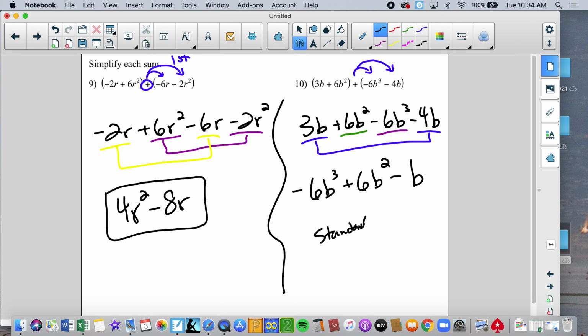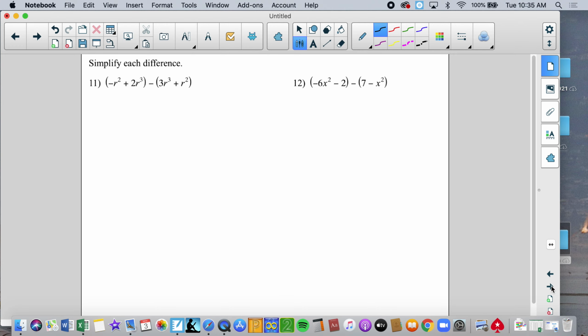Standard form is alphabetical order, and then when they have the same variable, like in this case, each of them has the variable b, we put it in descending order by its exponent. B to the third, b to the second, b to the first. So this would be the only answer we would accept.